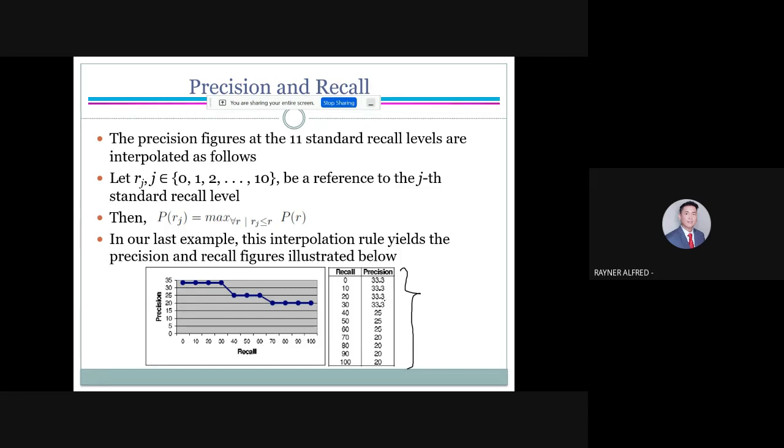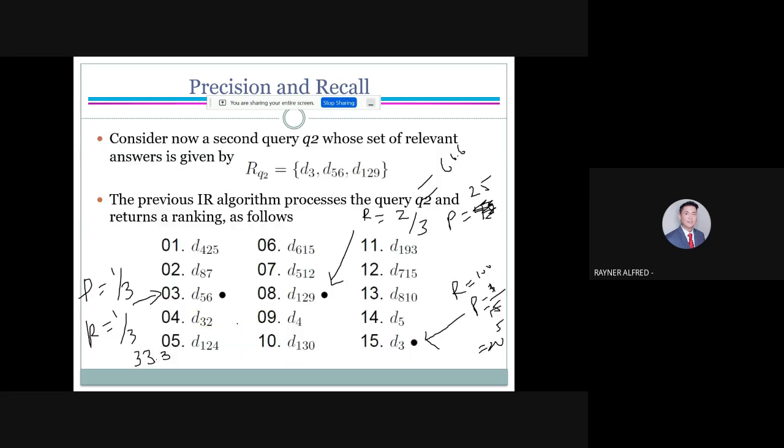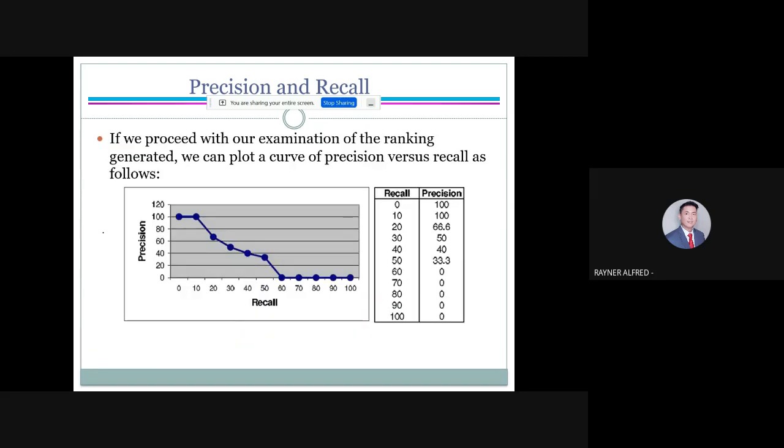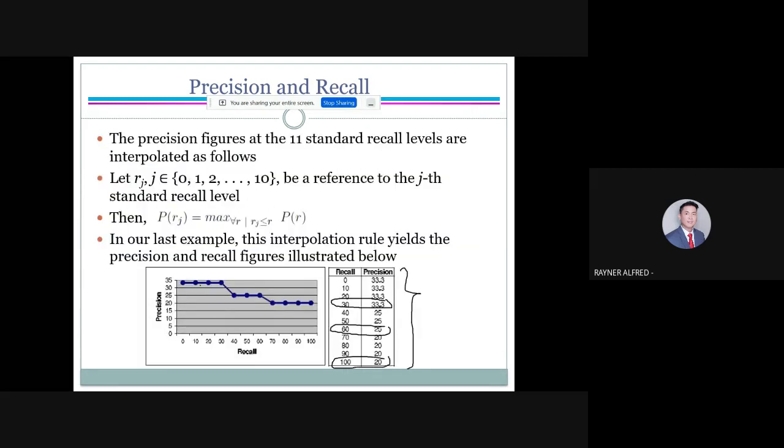That's how you get the values that we initially have: 25, 60, and then 20. And this is the graph that we have. If we compare this one and this one, the area under the curve is smaller compared to this. So we are saying that the system is better when we use query number 2.